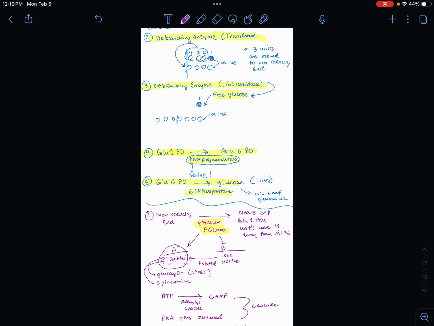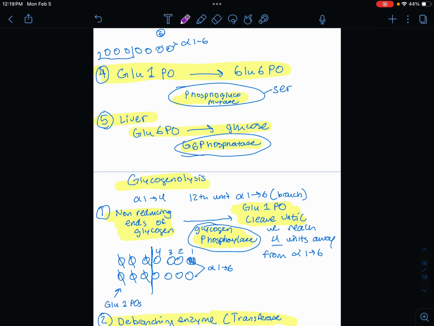All right, that's going to do it for the steps, just the steps only of glycogenolysis.